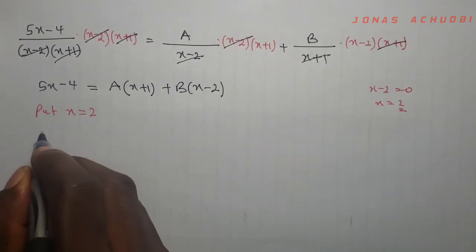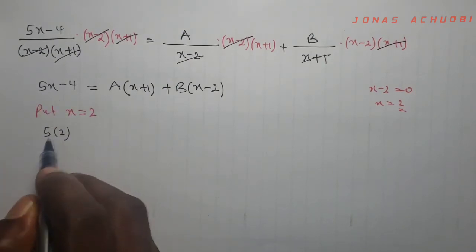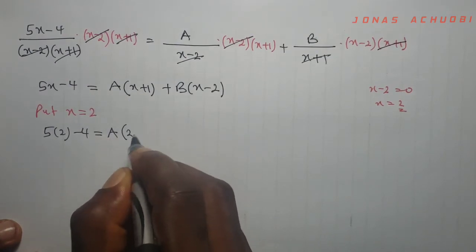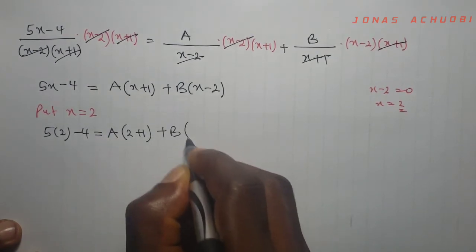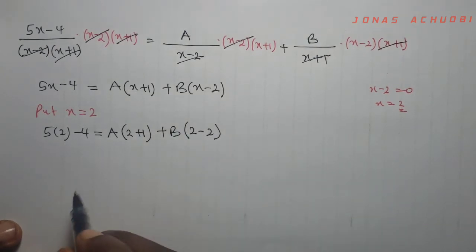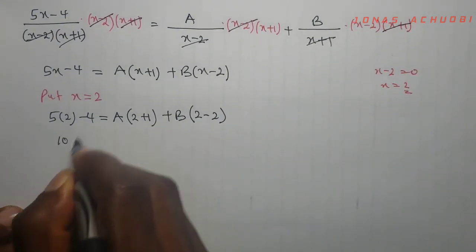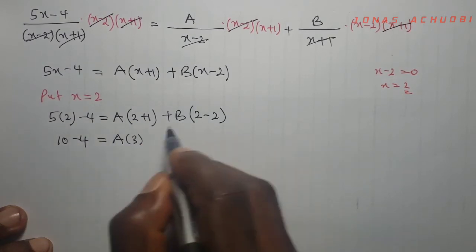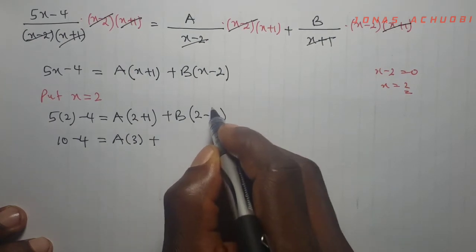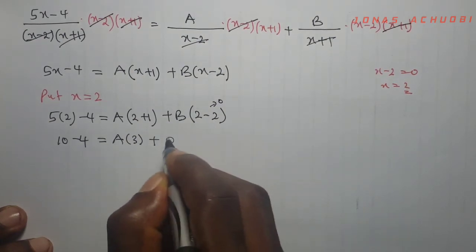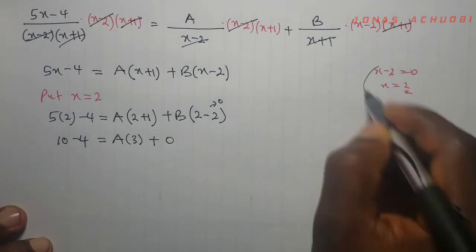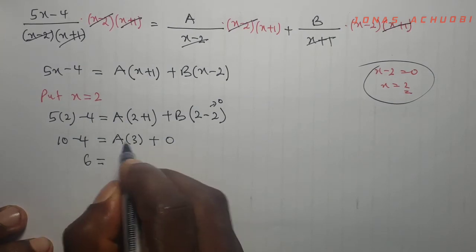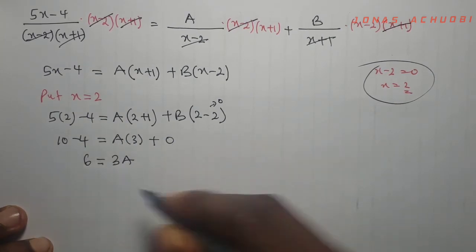So from the left side, we have 5 into 2, since x is now 2, minus 4 equal to A into x is now 2 plus 1, plus B into x is 2 minus 2. So 5 times 2 is 10 minus 4 equal to A times 2 plus 1, which is 3, plus 2 minus 2 is clearly 0, so that 0 times B is 0. And that was the essence of doing all this. So 10 minus 4 is 6 equal to A times 3, which is 3A. Of course, this is 0, so it's gone.